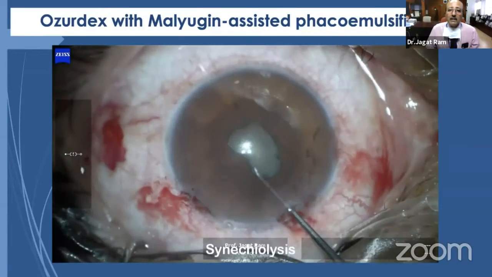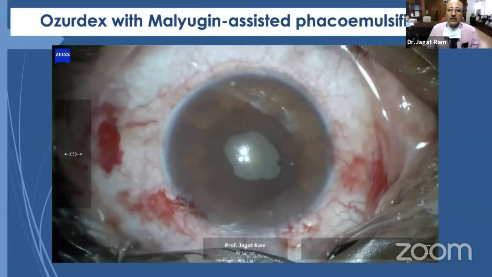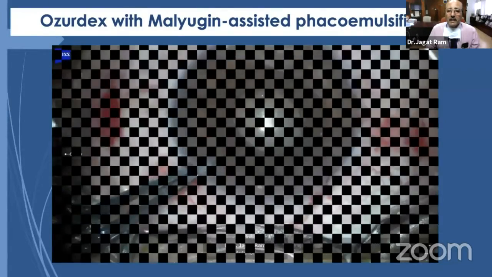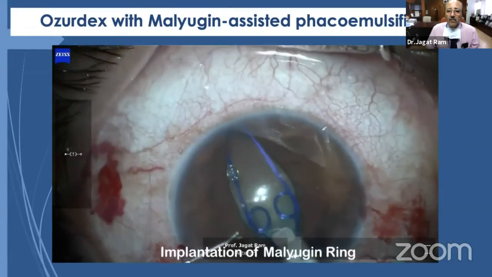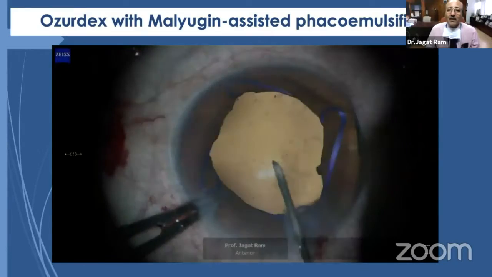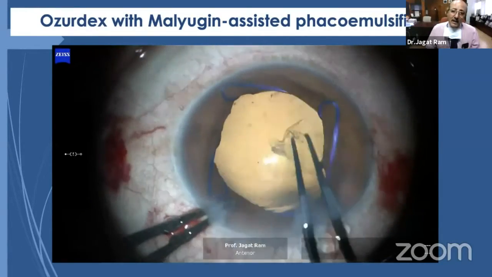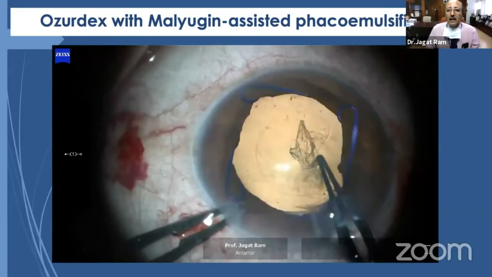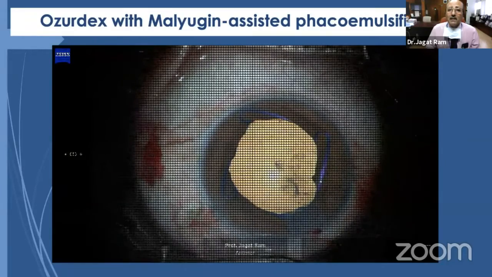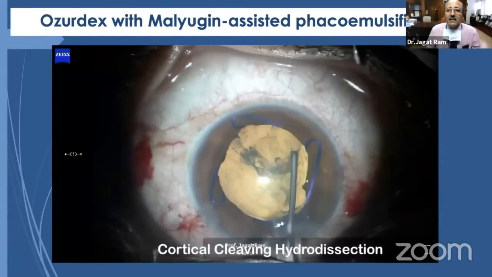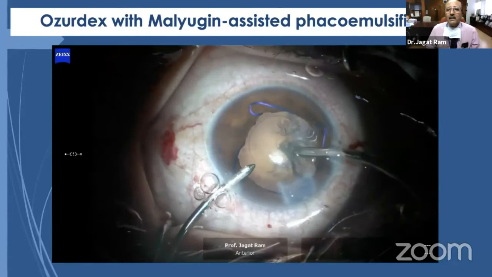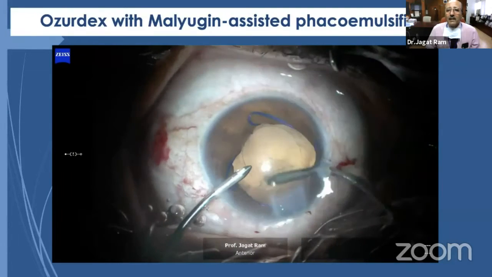First we attempted synechiolysis, and then this is implantation of the Malyugin ring, so that we can achieve adequate dilatation of the pupil. Most of the time, whether you put a Malyugin ring or a Bhattacharjee ring, we can achieve adequate dilatation of the pupil. Then surgery may not be difficult. Most of the time, it may be a soft cataract, as in this case. You remove the nucleus and the cortex, and there should be no cortex left in the capsular bag.